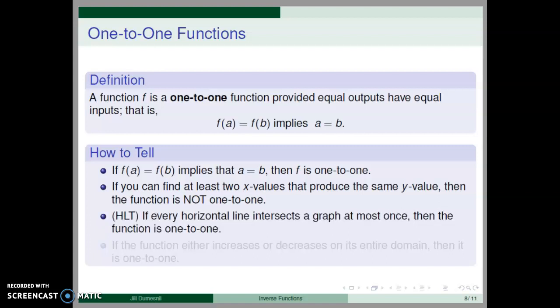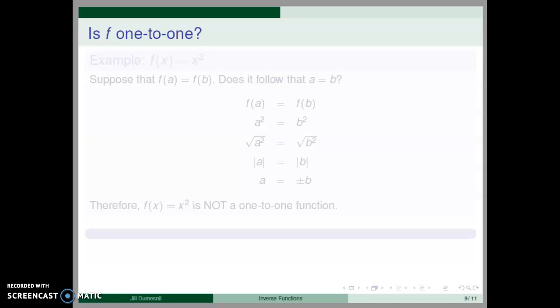Since horizontal lines represent y values, there's a horizontal line test for one-to-one functions. If every horizontal line intersects the graph at most once, then the function is one-to-one. If a function either increases or decreases on its entire domain, then it will pass the horizontal line test and will be one-to-one. Let's consider two examples.